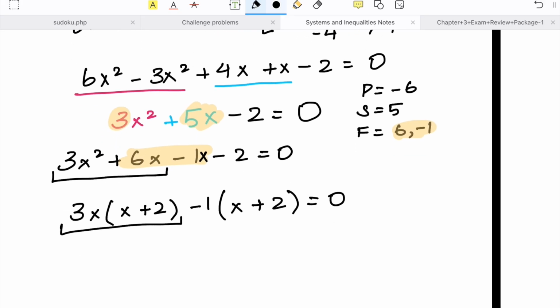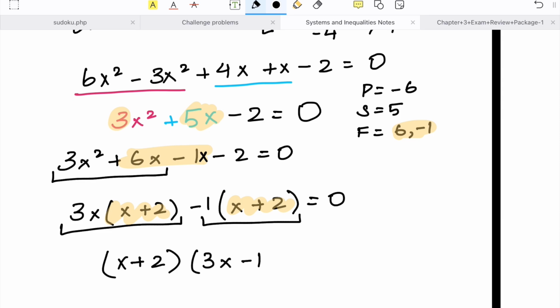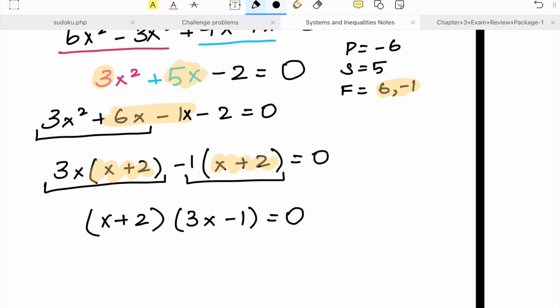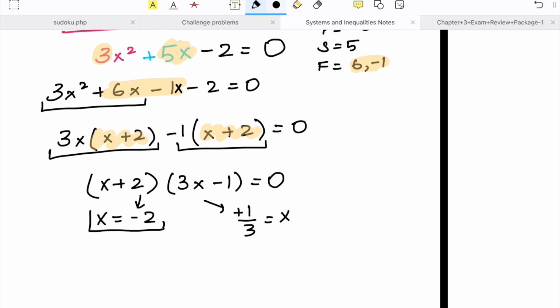In these two terms, I'll factor out my x plus 2. So it'll be x plus 2, and then I'm left with 3x minus 1 is equal to 0. Now these are in the factored form. So it'll be x is equal to negative 2 for this one. And for this one, it'll be positive 1/3. Right, reverse the sign and divide. And those are my two answers for x.